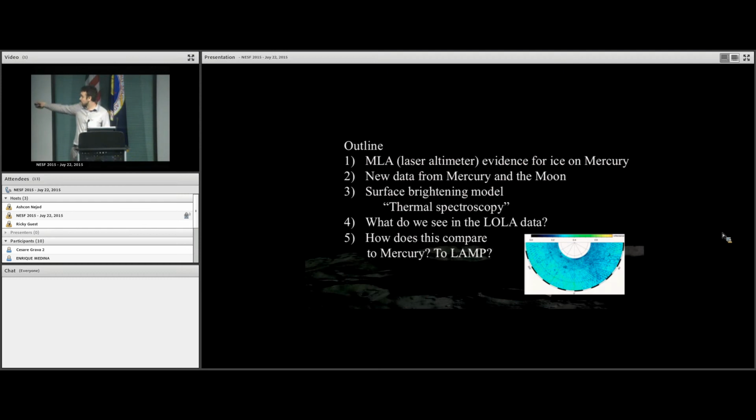And then I'm going to talk to you about the theory of how we can summarize all this in what's essentially spectroscopy as a function of temperature, rather than a function of wavelength, of a measurement. Then, what do we see in the LOLA data and how do these compare? And then if we get a chance, we'll talk about the LAMP data as well.